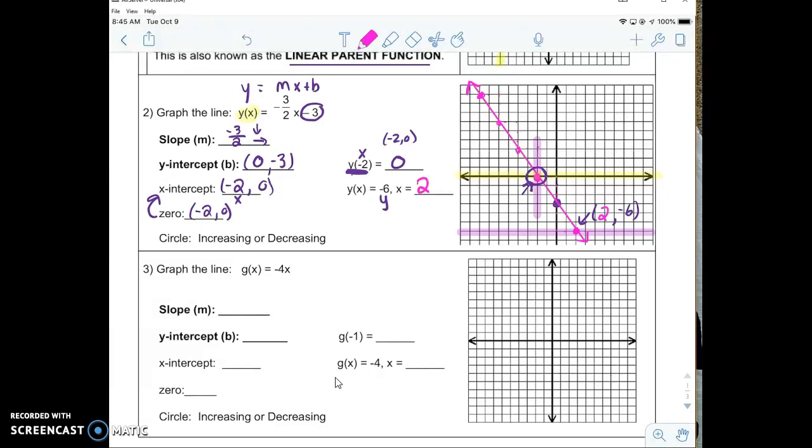Is this graph increasing or decreasing? We're always looking from left to right. Going from left to right, this graph is going down, so my line is decreasing.